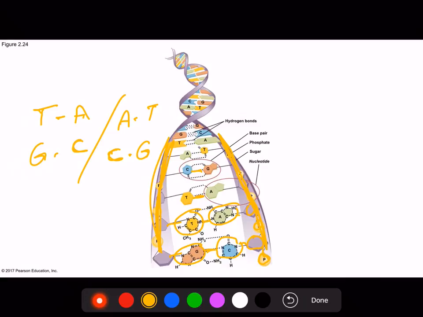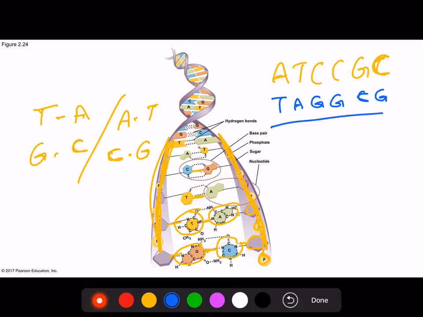Okay? So if you have a sequence, let's say, of A, T, C, C, G, C, I need you to pause the video and think how it will pair, or what the other chain would look like. So pause the video and try to figure it out. Okay, I guess you got it correct. So this will be T, A, G, G, C, G. This is the pairing. Okay?